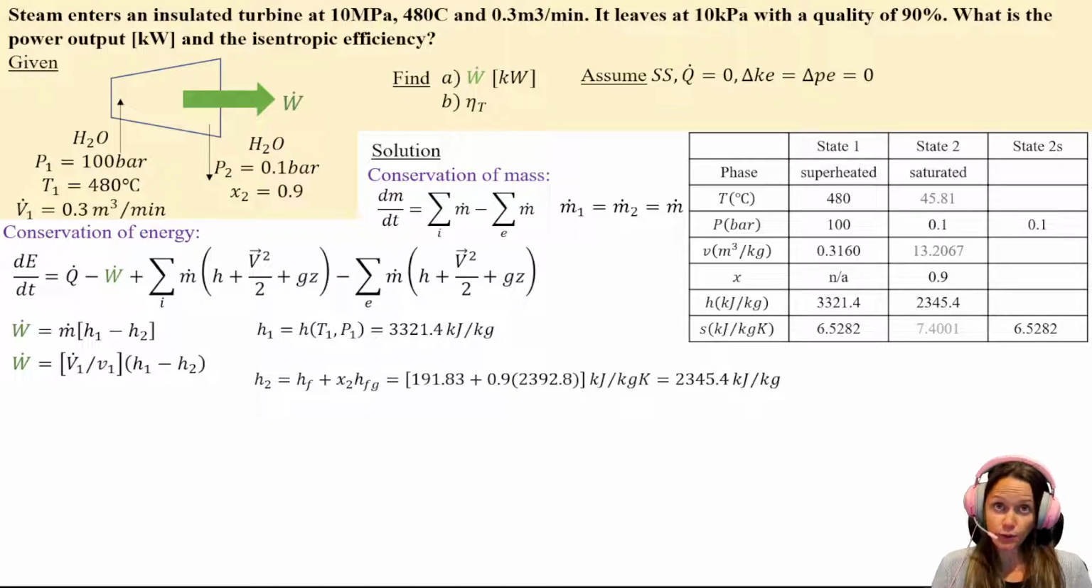I don't think I need it for this problem, but I'm putting that in the table anyway, just so we see it, get a little practice playing with those numbers. And if I plug in my numbers in, I get 926.6 kilowatts.